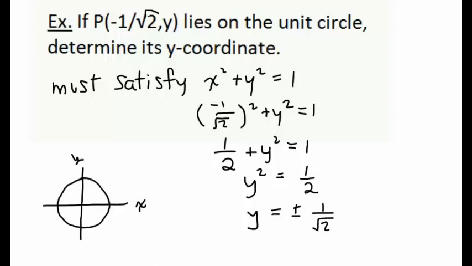Now you might wonder, why are we getting two different possible y-coordinates? Well, if our x-coordinate is negative 1 over root 2, let's say maybe that is somewhere here on the x-axis. Notice that there are actually two different y-coordinates we could get because this is a circle. So we could end up with the point (-1 over root 2, positive 1 over root 2), which is here on the unit circle, or we could end up with the point (-1 over root 2, negative 1 over root 2), which is here on the unit circle.